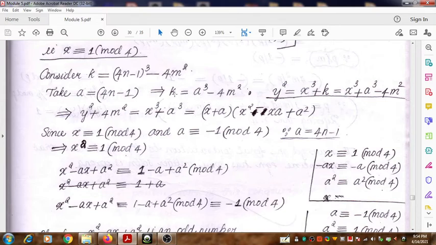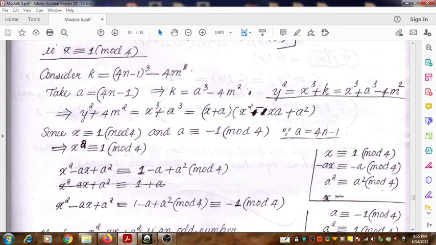In k equal to a cube minus, we substitute 4n minus 1 equal to a, then k equal to a cube minus 4m square. Then you can see that when we consider the different equation y square equal to x cube plus k, we replace k by that quantity, and then you get x cube plus a cube minus 4m square.